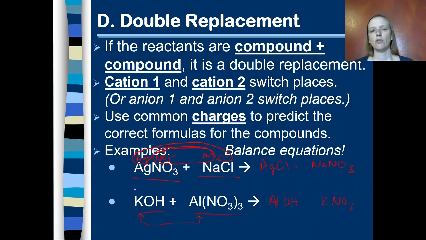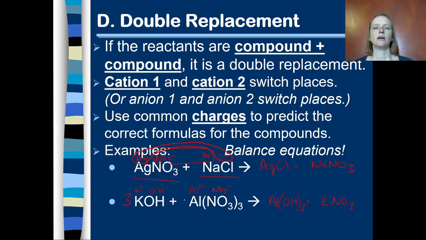So I need to know that potassium has a charge of +1, hydroxide has a charge of -1, aluminum has a charge of +3, and nitrate has a charge of -1. So when I write aluminum with the hydroxide, I need 3 hydroxide ions. And potassium pairs up exactly with the nitrate. Potassium with the nitrate, the charges balance out. So these are the correct formulas, but I need to balance this equation. It's not balanced. I'm going to need 3 hydroxide ions to balance out my 3 hydroxide ions here.